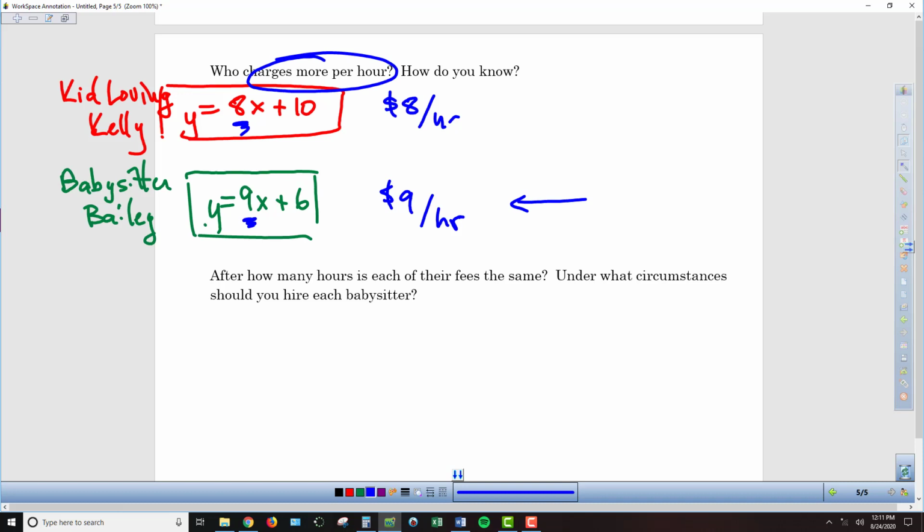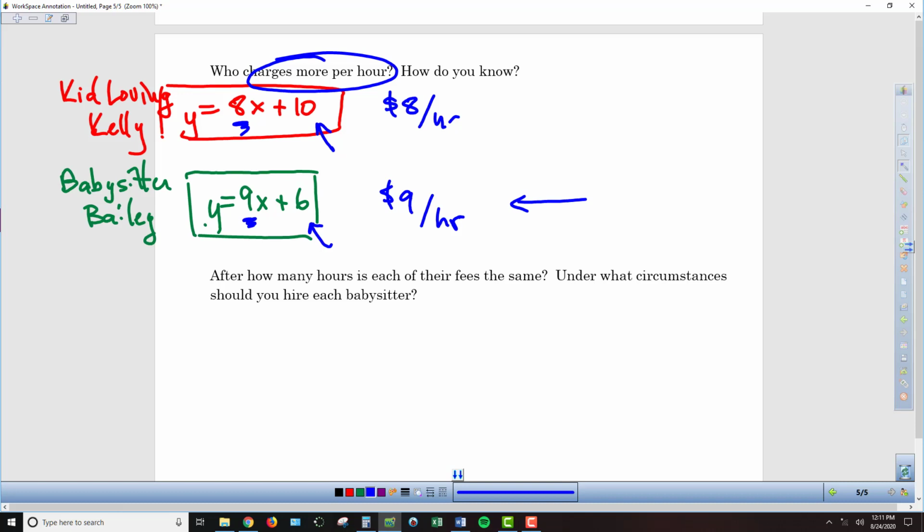The flip side of that is Kid Loving Kelly. We can see here by comparing their y-intercepts, that's what their flat fee is. So just for showing up at the door, Kid Loving Kelly charges $10, whereas Babysitting Bailey only charges $6. And so then after that, how many hours is each of these fees the same, and under what circumstances should you hire each babysitter?